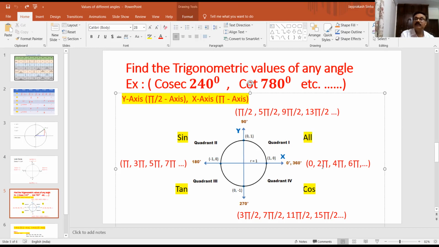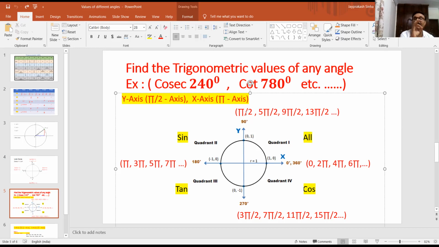And we already know that in one revolution a particle makes an angle of 2 pi radian. So if you add 0 plus 2 pi, you will reach the same place. If again you add 2 pi, that is 2 pi plus 2 pi, 4 pi, you will reach the same place. After every 2 pi, you are going to get the same value. Getting it?